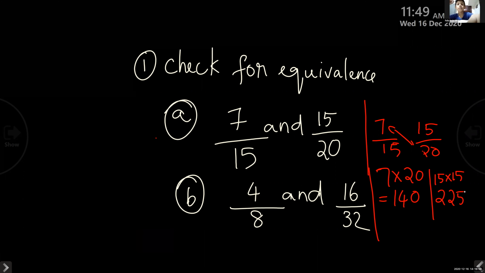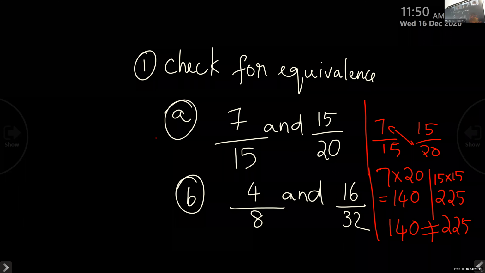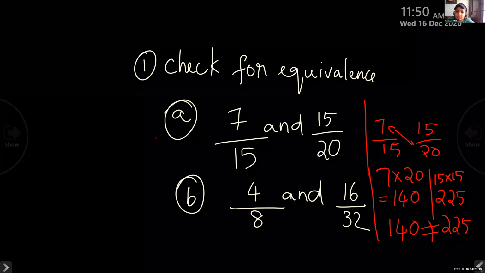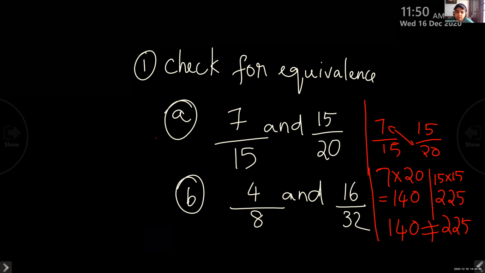Okay. So what you can write: 140 is not equal to 225. So since the cross products... Children, can you please mute your audio? And Gautam, can you say what we will write in the step? Since the cross products are not equal, the fractions are not equivalent fractions. Okay. So children, we write here: since the cross products are not equal, the fractions are not equivalent. Yes, Agnai, what about question number B?